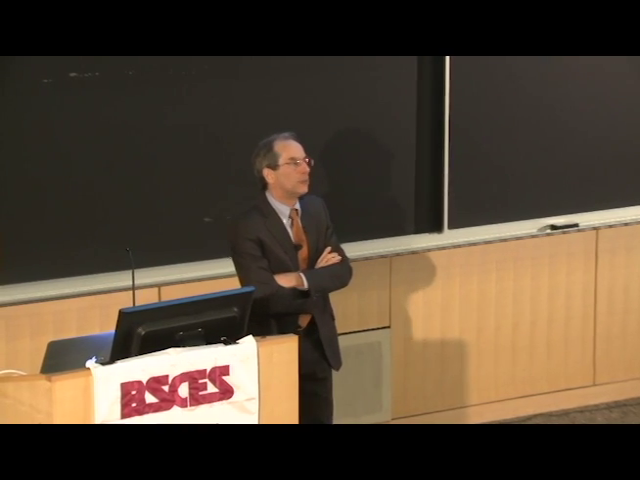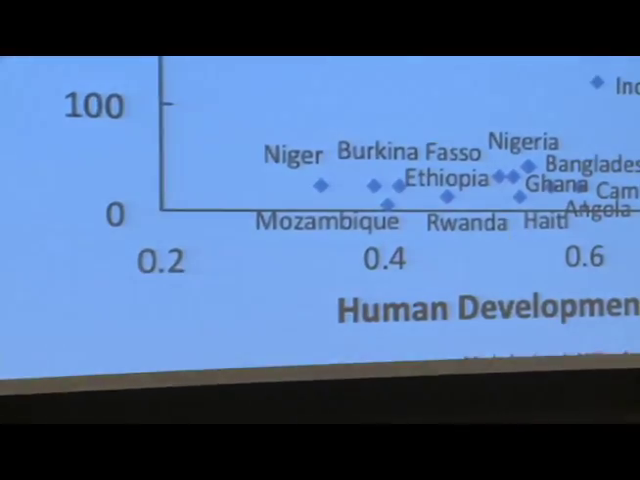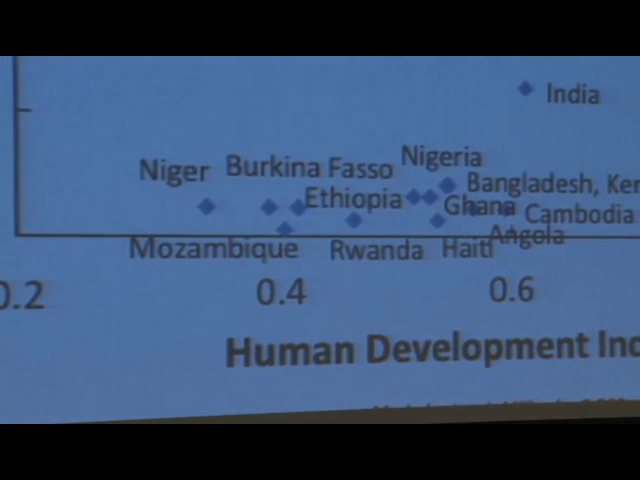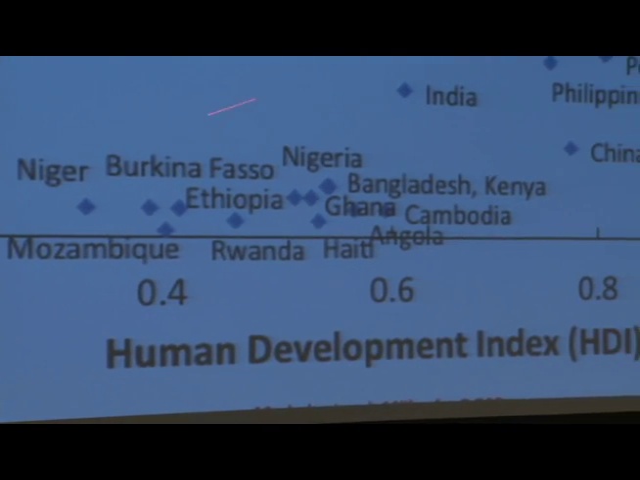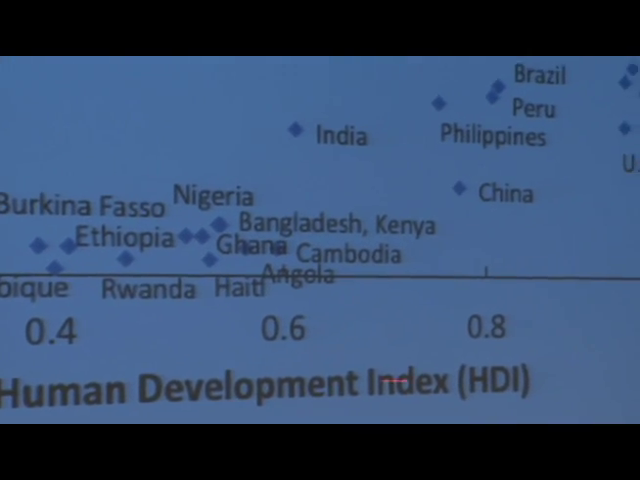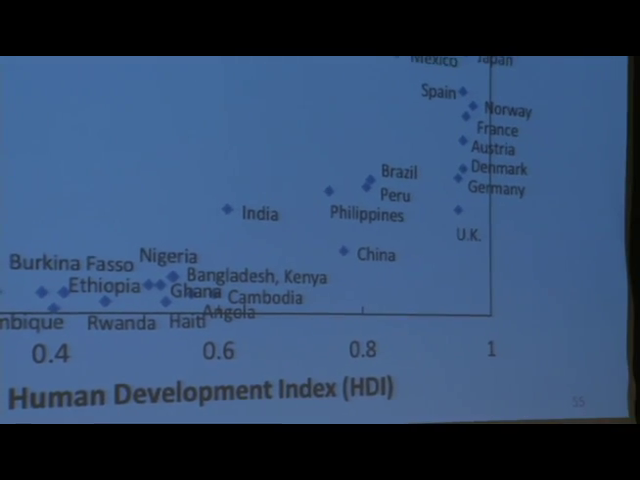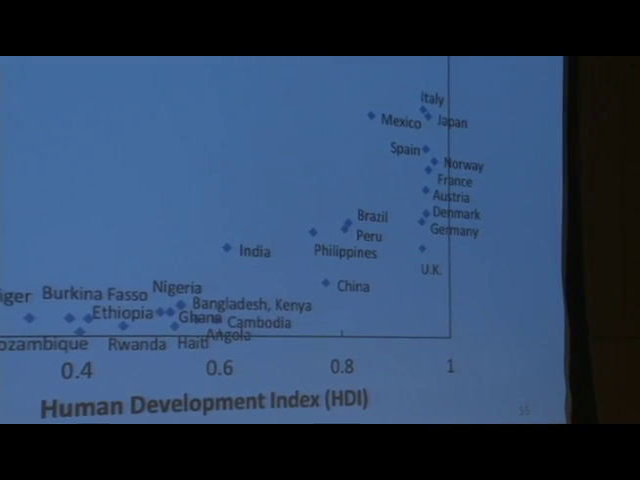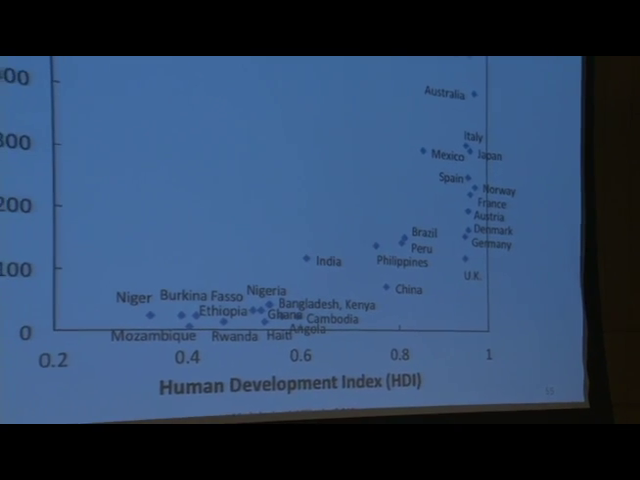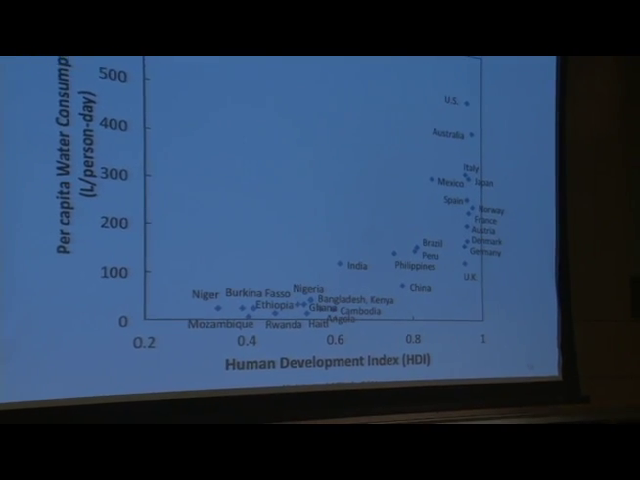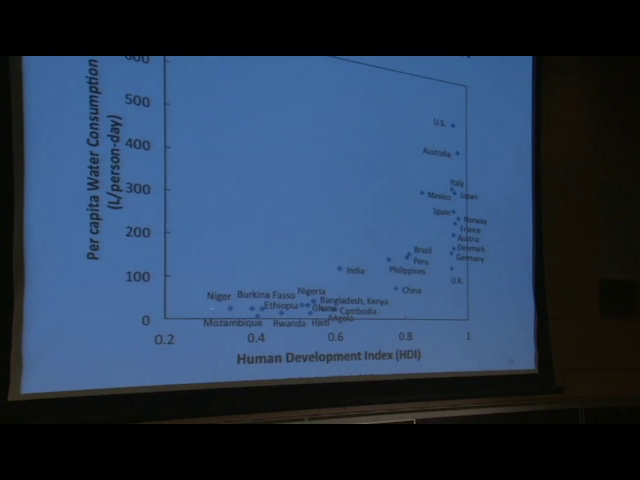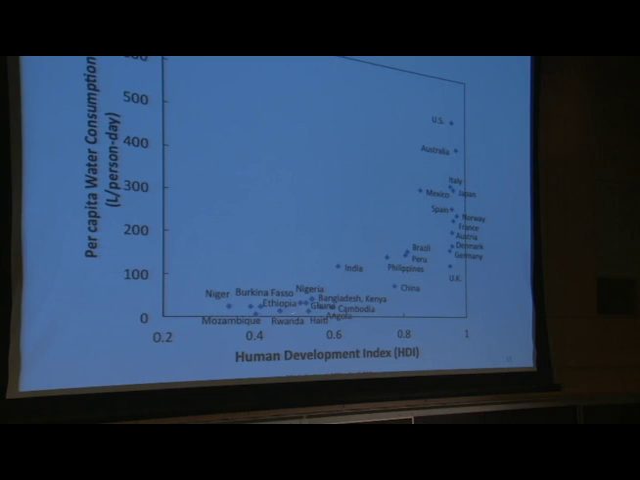This is a graph one of my students made showing water consumption per capita. This is based on UN data. I have a comment on that in a minute. But it shows liters per person per day for various countries versus the Human Development Index, which is a measure of lifespan, literacy, GDP, and some other things lumped together. You can see that in a number of countries where the Human Development Index is low, the per capita consumption of water is also low.